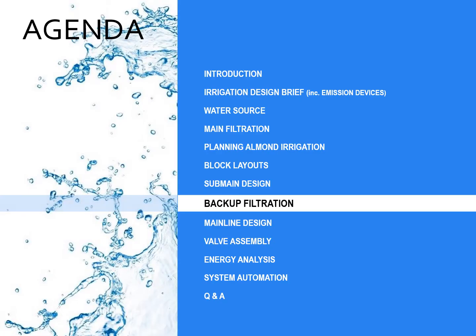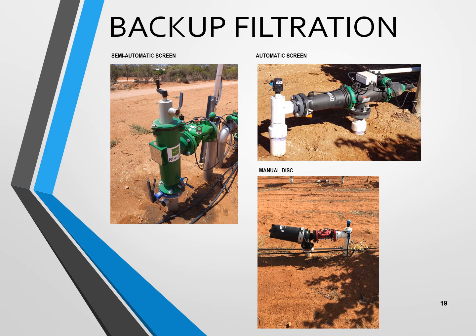Backup filtration. Similar to our main filtration, we also have 3 typically standard options for our backup filtration. Semi-automatic screen, automatic screen, and disc. When determining what style of filter we use, the discussion is normally made with the customer of their preference and also the water quality on site.